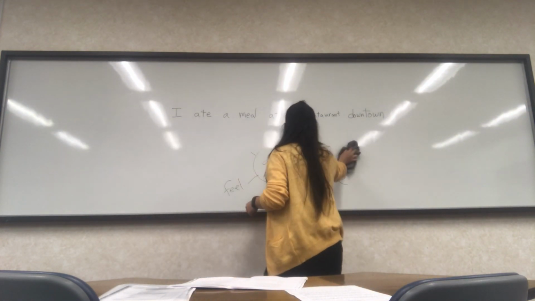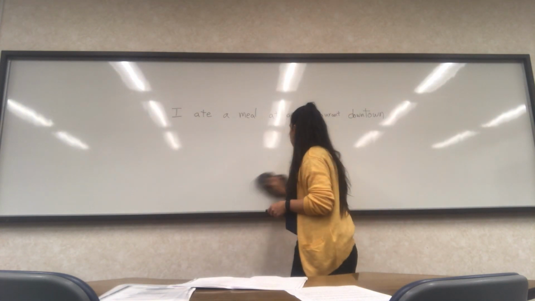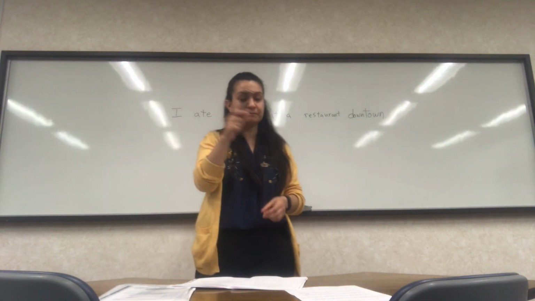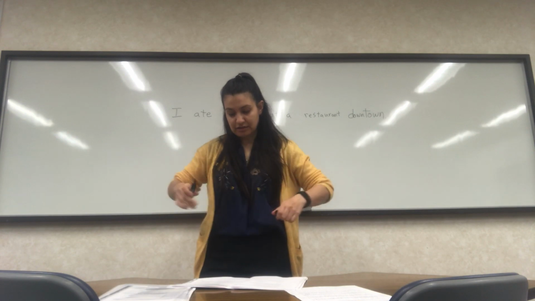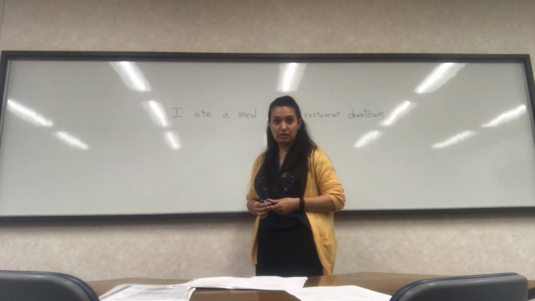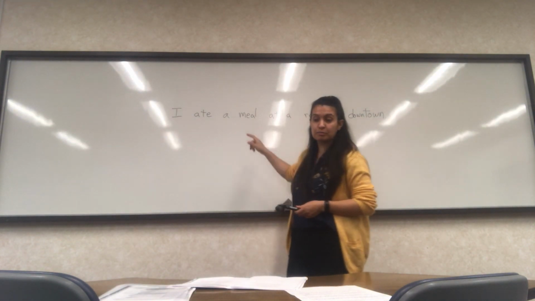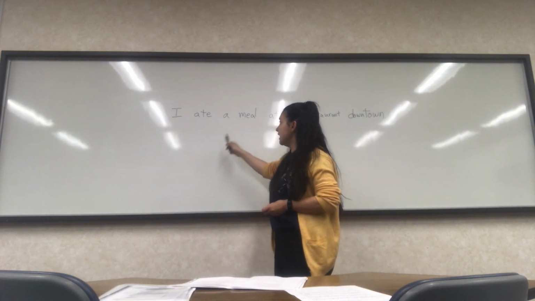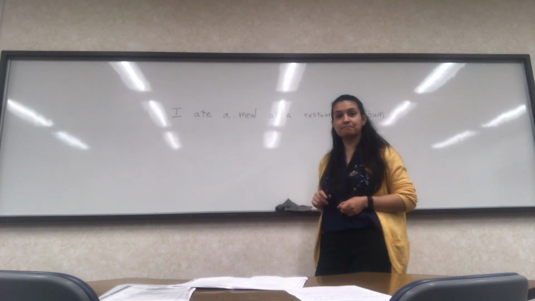So now, let's use page 39. Everybody goes to page 39. Page 39. We have 2 sentences. Can somebody read the first one, which is on the board? Yes, student C. I ate a meal at a restaurant downtown.